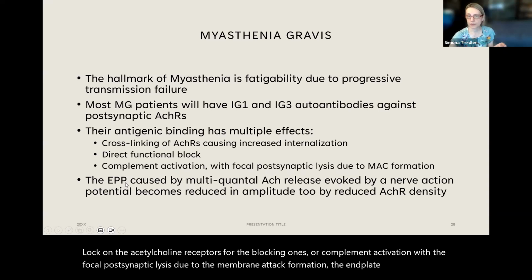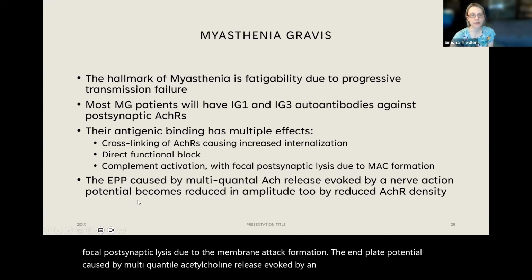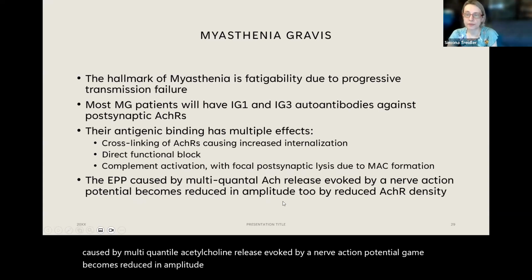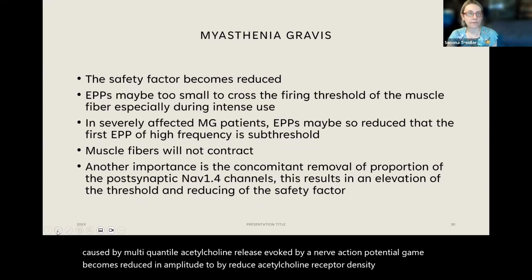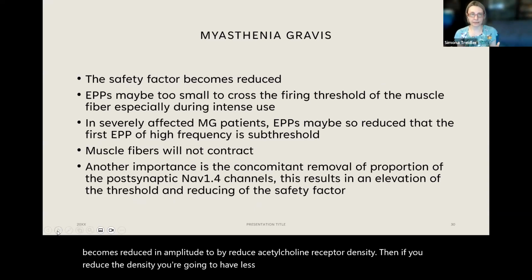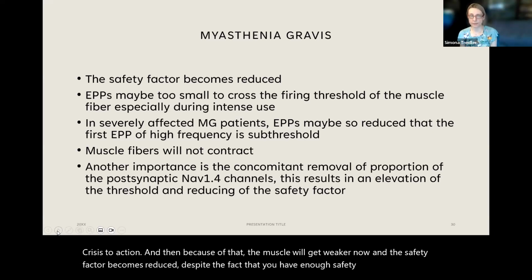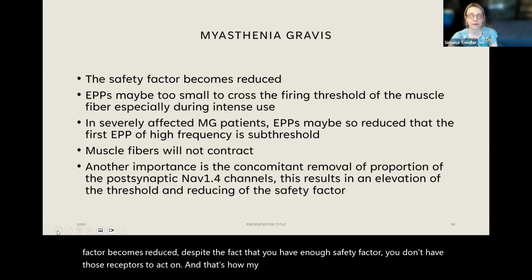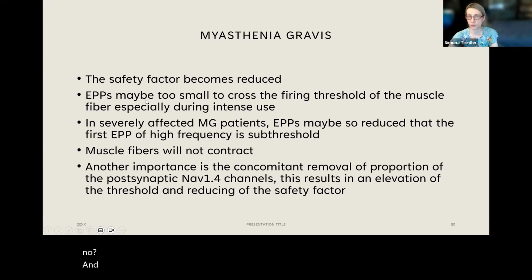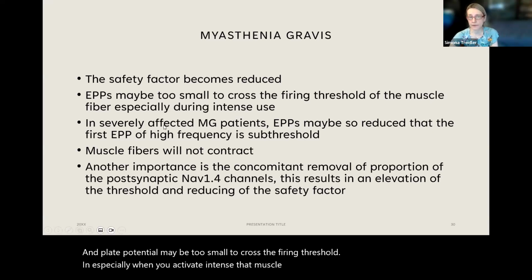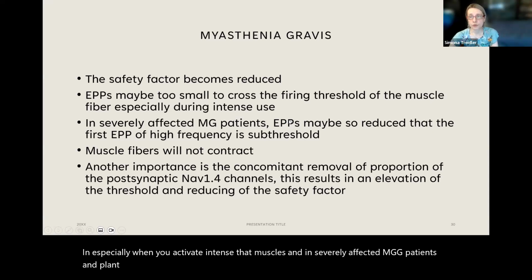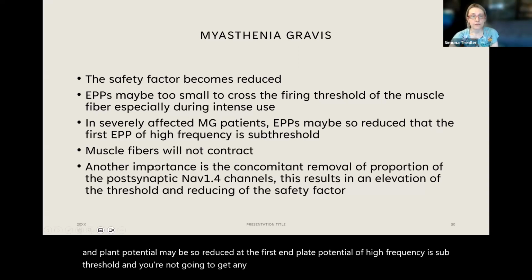The end plate potential caused by multi-quantal acetylcholine release evoked by a nerve action potential becomes reduced in amplitude by reduced acetylcholine receptor density. If you reduce the density, you're going to have fewer places to act, and because of that the muscle will get weaker. The safety factor becomes reduced. Despite having enough acetylcholine, you don't have those receptors to act on, and that's how myasthenia gravis comes up with muscle weakness. The end plate potential may be too small to cross the firing threshold, especially when you intensely activate muscles. In severely affected MG patients, the first end plate potential at high frequency may be subthreshold, so you're not going to get any activation. The muscle fiber will not contract.